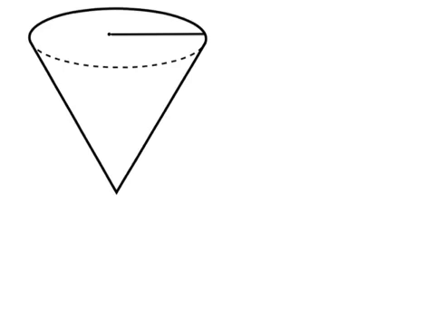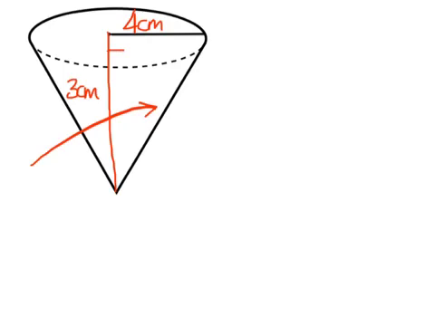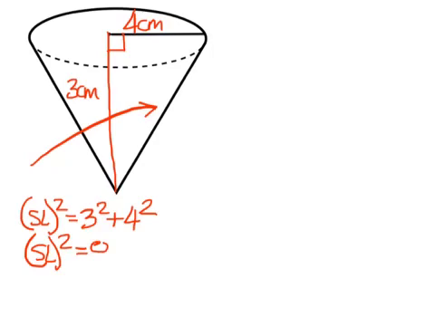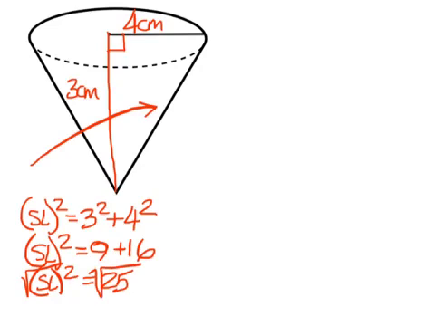Example number 3. In this example, we're going to have a radius of 4 centimeters and a height of 3 centimeters. We need to find the surface area of the cone, but notice we have the height of the cone and not the slant height. Whenever you're missing the slant height, you must solve for it by using the Pythagorean Theorem. So slant height squared equals 3 squared plus 4 squared. And that gives you a slant height squared of 9 plus 16, which simplifies to 25. To find the slant height, you need the square root of both sides. The square root of 25 is 5. So the slant height is 5 centimeters.